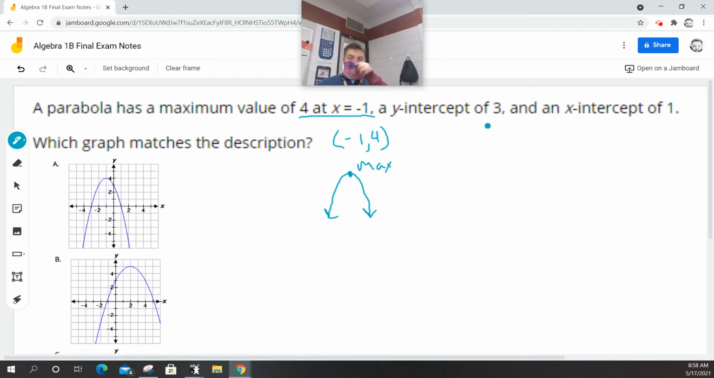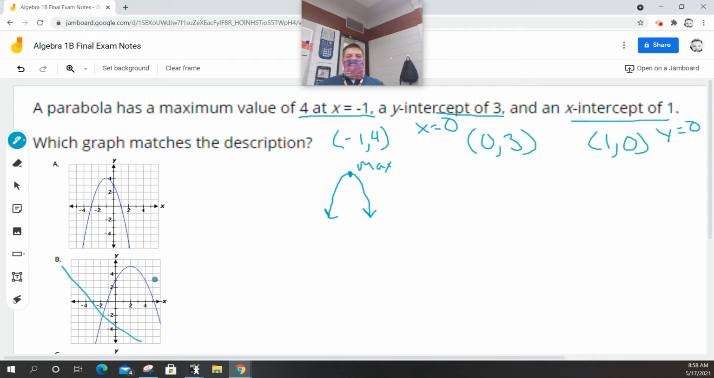Then it says it has a y-intercept of 3. Well, the y-intercept only occurs at 0 comma 3 when x equals 0. That's what that line's saying. And an x-intercept at 1 comma 0, right? So x-intercept, y equals 0, y-intercept, x equals 0. It says which graph matches that description.